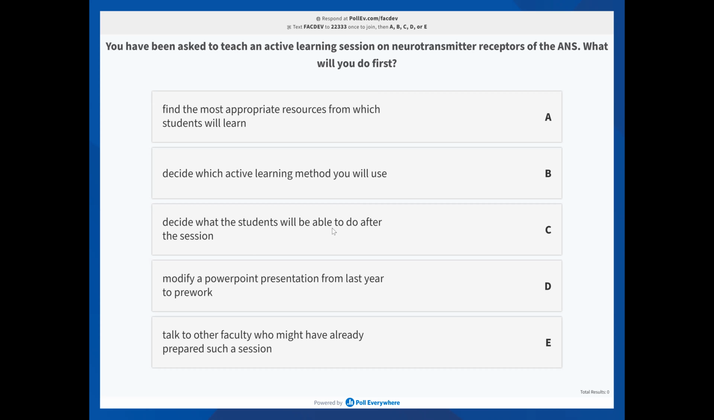You can go out and look for resources for the students, and you can decide which active learning method. Every active learning method is amenable to helping our students reach the objectives you want to take them to. So we always start with the end in mind, with the objectives. Where do we want to end up? Where do we want our students to end up, more importantly?